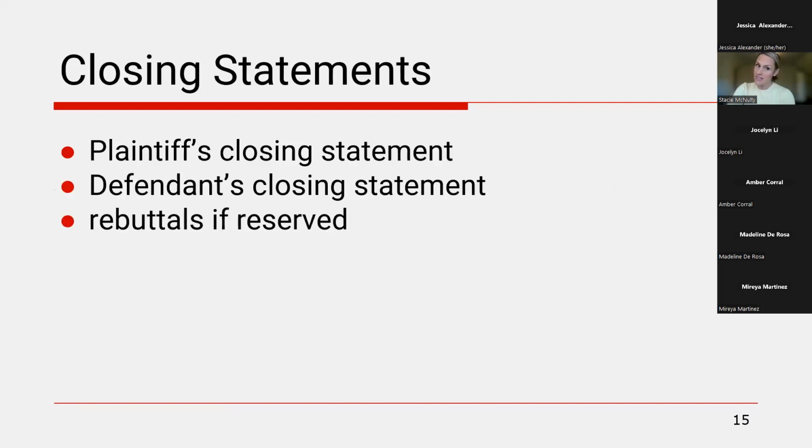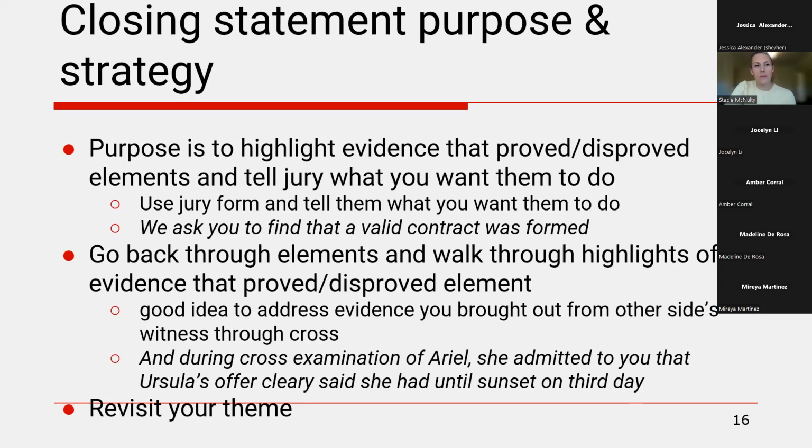Then there's closing statements, and then there are rebuttals if reserved. Usually the plaintiff will reserve some time because you want to have the last word. The purpose of the closing statement is that you want to walk through the elements, highlight your best evidence that proved or disproved, and then tell the jury what you want them to do. If you think about a trial from the big picture, the goal is to have the jury rule in your favor. So it's very important to tell the jury what you'd like them to do and how they can do that. I think that sometimes people forget that.